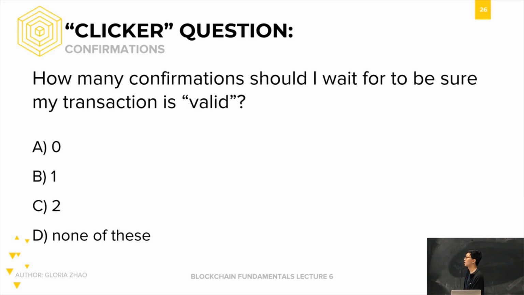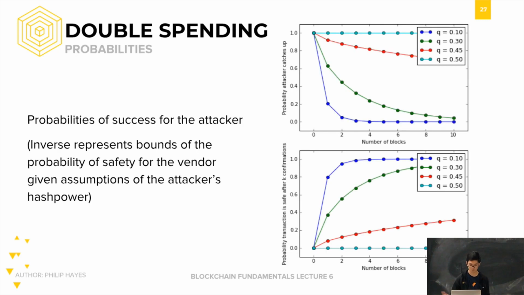So my question here is, how many confirmations should I wait for to be completely sure my transaction is valid? Anybody have a guess? Yeah, okay, so I have a trick question. It's actually none of these, it's actually 6. And why is that? I'll explain.